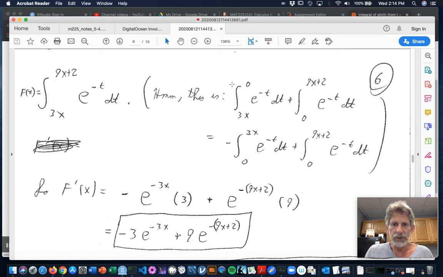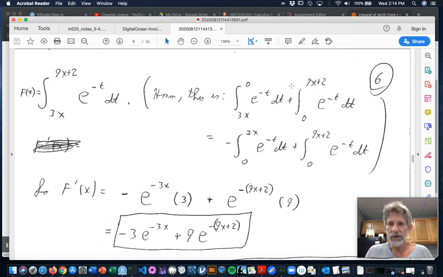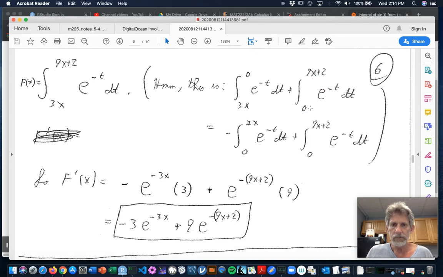What I would do is think about that property of integrals that says you can do a breakup. The integral from 3x to 9x plus 2 is the integral from 3x to any number you like, how about 0, plus the integral from that number 0 to 9x plus 2. Now, this I could rewrite as minus the integral from 0 to 3x.